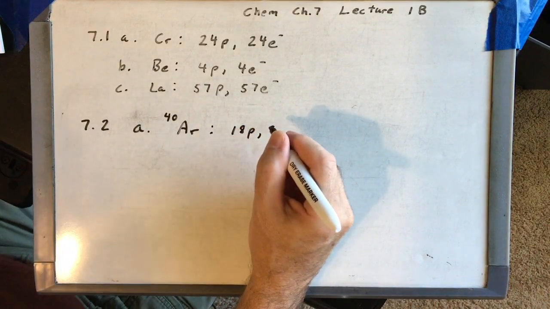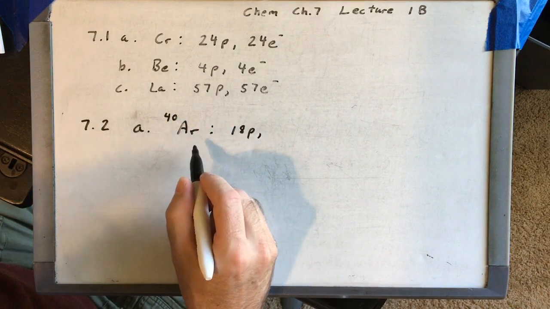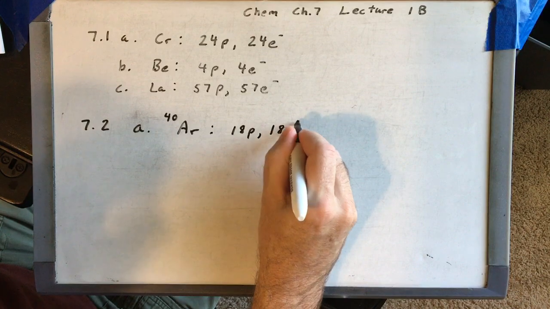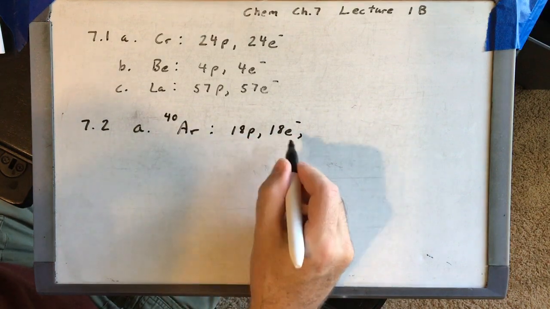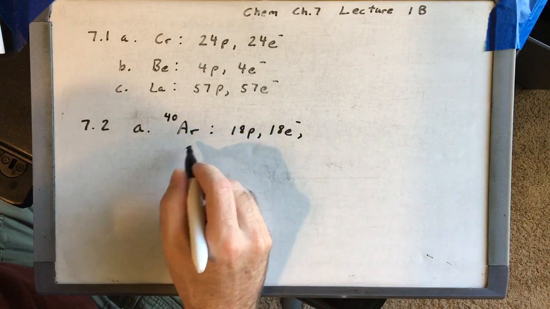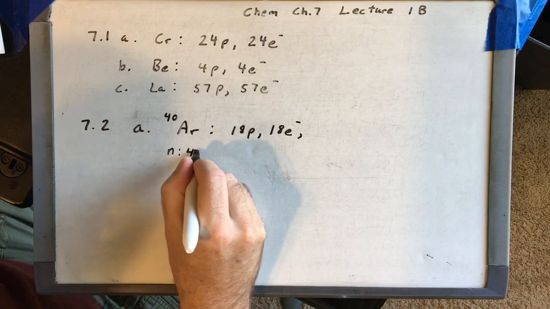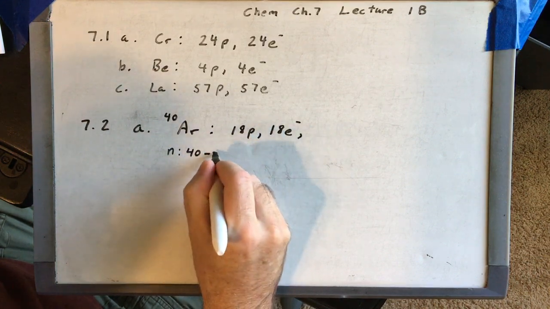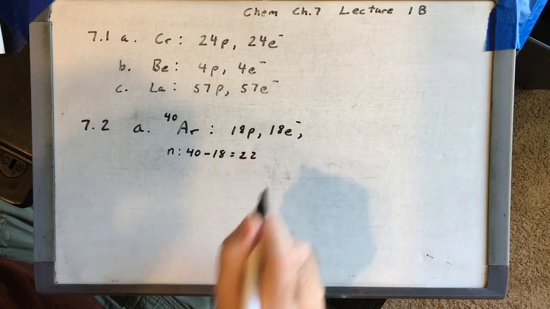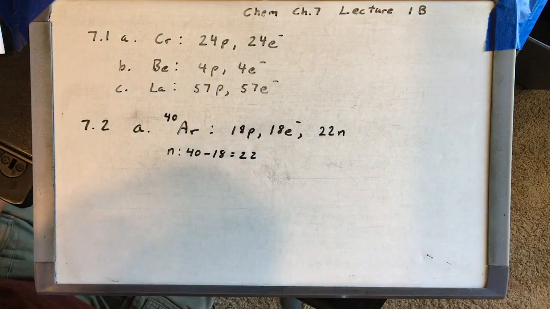All right. Well, how many electrons does it have? Well, it's a neutral atom. You'll be told if it's not. So it has the same number of electrons as protons, so 18 electrons. Now to figure out the number of neutrons for argon 40, you take the number 40 and subtract the number of protons. All right, so that's going to be 22. So we have 22 neutrons.